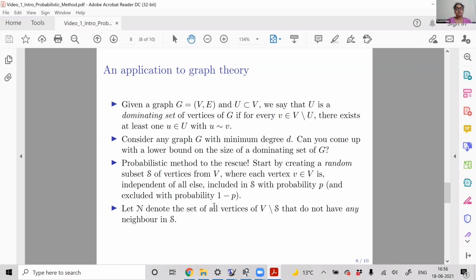Let's say script N. This is script S and script N. I should say script S and script N because in the next slide I have S and N. So script N denotes the set of all vertices in the complement of S that do not have any neighbor in S. N itself is also random because S is random. You're trying to see which vertices that are not in S also do not have any neighbors in S. Okay, so here's how we go about using these two random subsets.